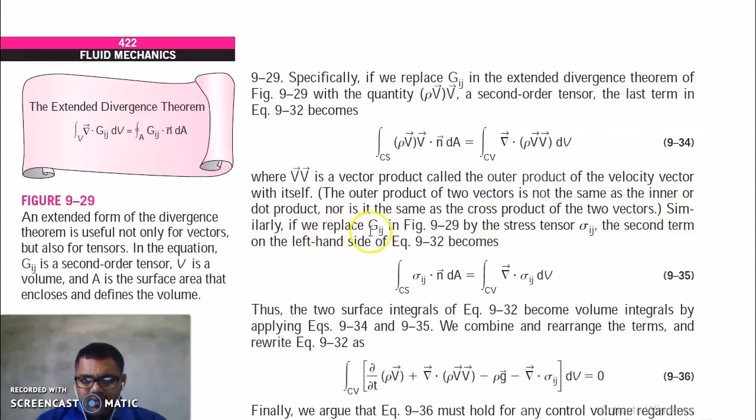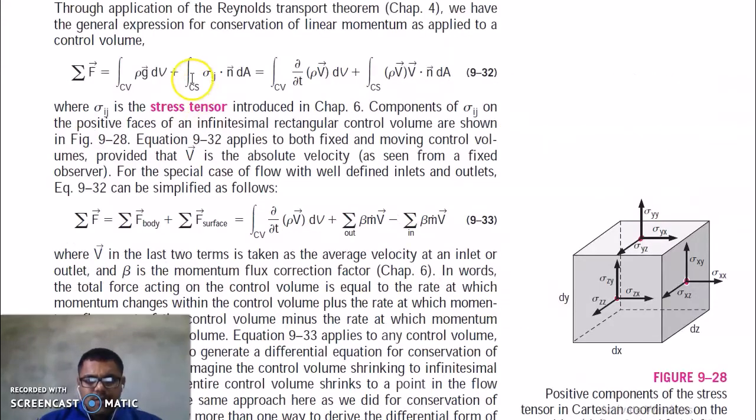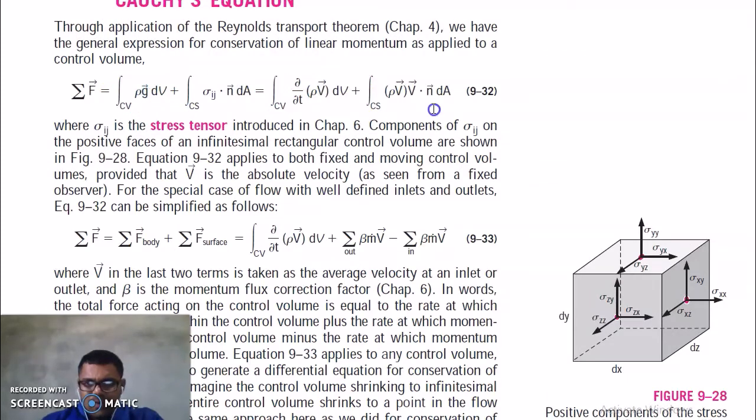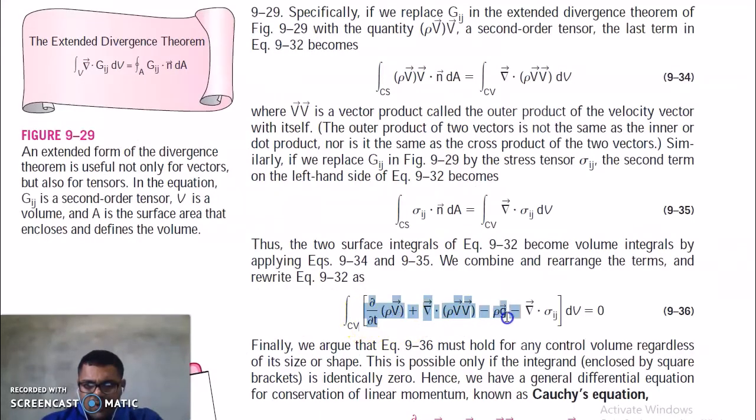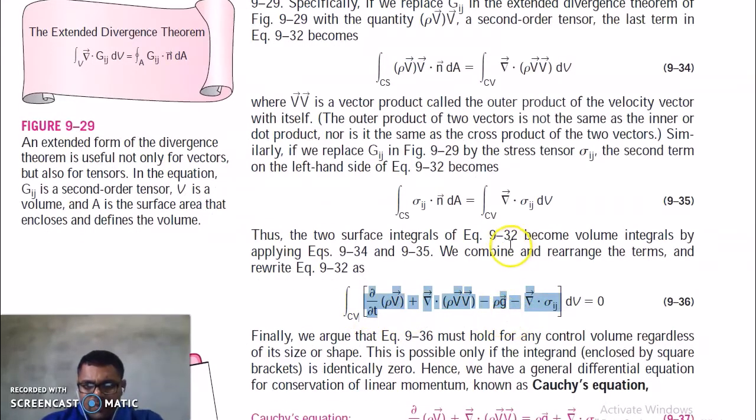Similarly, we can replace Gi in this equation by the stress tensor sigma ij, the second term on the left hand side. You can replace this term with sigma ij, then it will become the integral over the control volume of del dot sigma ij dV. This is the second term in this equation, which is sigma ij over the control surface. You can convert it to the control volume by using Gauss theorem. Now take these two equations, replace this with the control volume using Gauss theorem, and replace this quantity with the help of Gauss theorem over the control volume. You will get this equation from 9.32 by using these two equations, in 9.30.